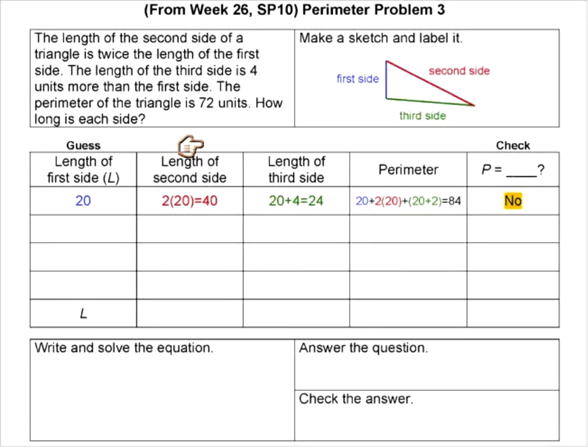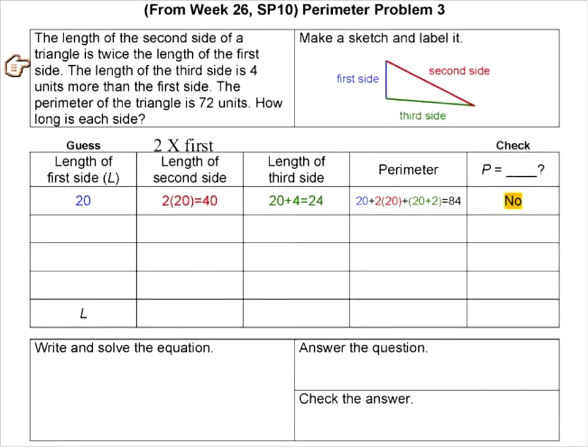So if I want to use the variable L again to represent the first side of the triangle, then what expression can I write to represent the second side if I know that it's twice the length of the first side? Good, 2L, okay? Or double, added twice, whatever.